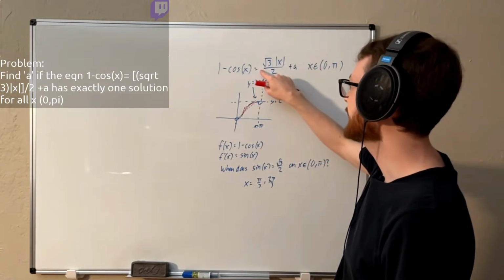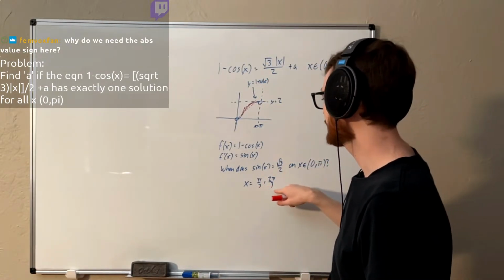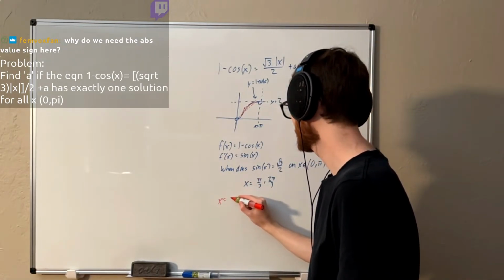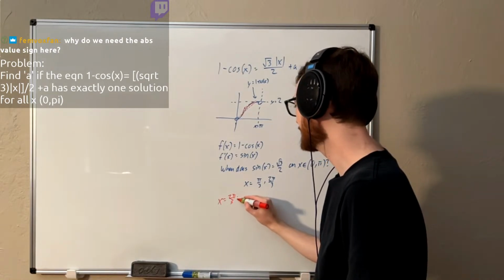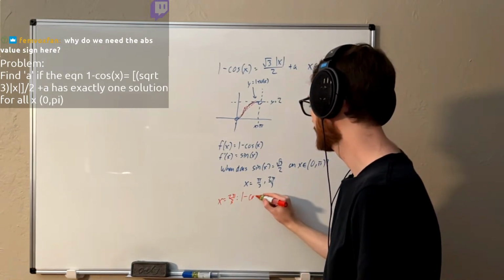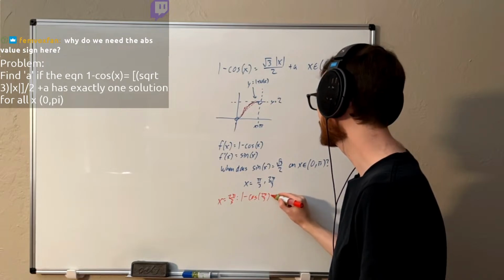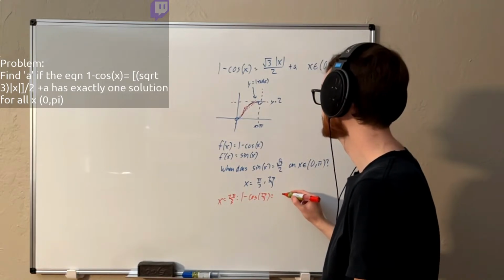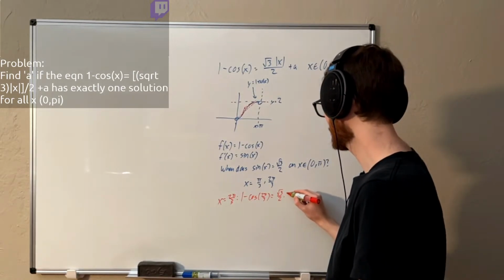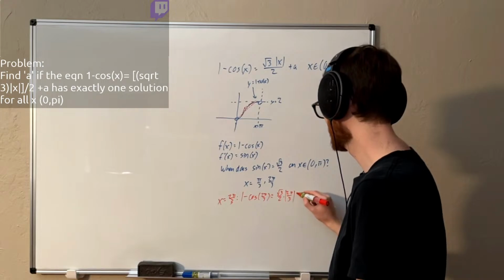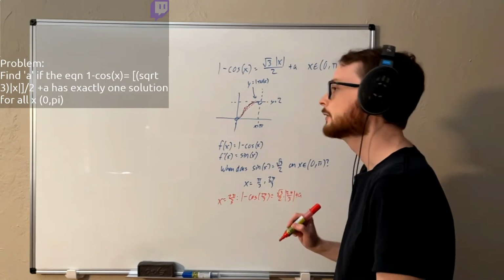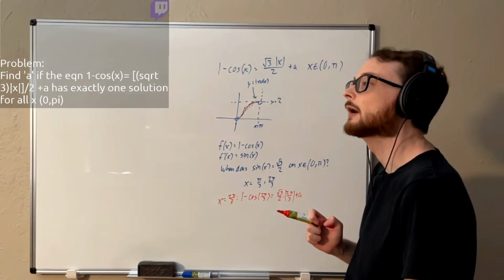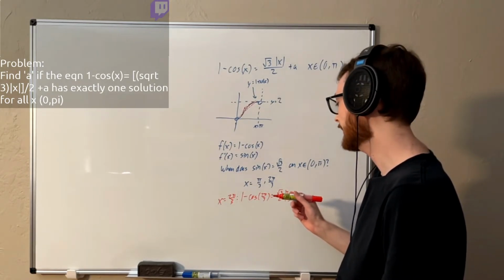But we know these two things should be equal at one of these values, so I'm going to choose 2 pi over 3 for the reason that I said. And we can just see what A has to be to make them intersect. 1 minus cosine 2 pi over 3 equals root 3 over 2 times 2 pi over 3 plus A. Now just solve this for A. Cosine of 2 pi over 3 is negative a half.